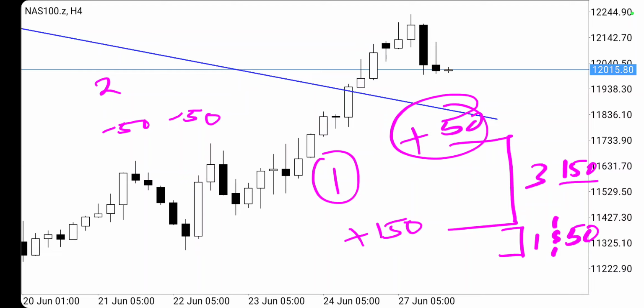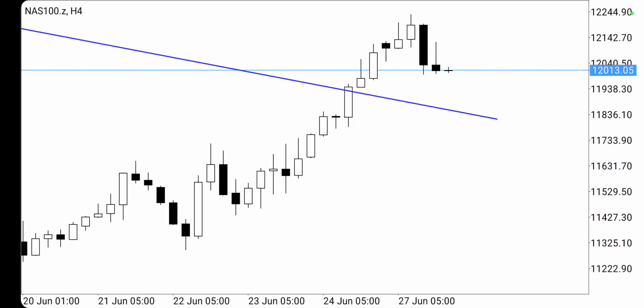That's the power of sticking to your risk management. Then you'll see that some trades are not worth it if the risk to reward ratio is not big enough. Then I'm just going to avoid it. But here we can take this one. I can take my chances here.